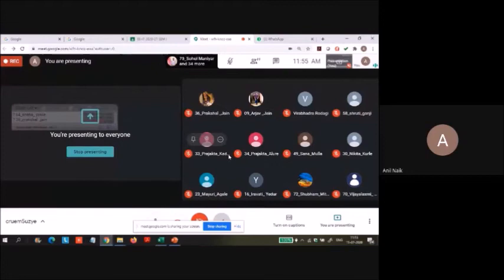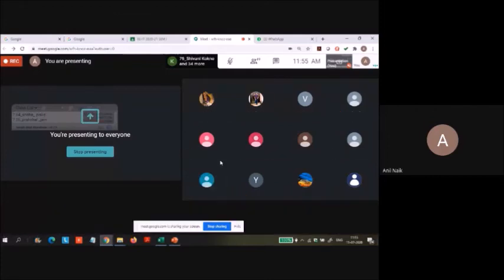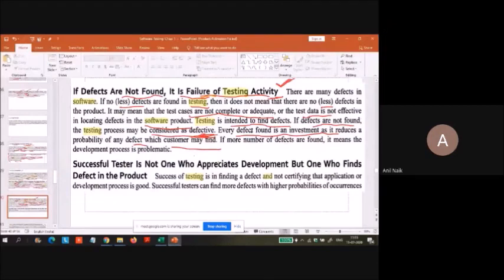And at the final means in the proctor test, you will not be able to do such a thing. Even in the proctor test, if he or she copies, it is detected by the software. So if the defects are not found, it is a failure of the testing activity.